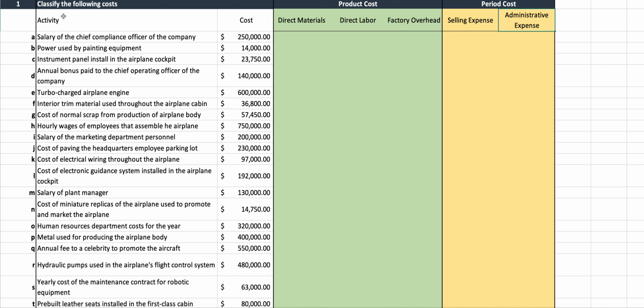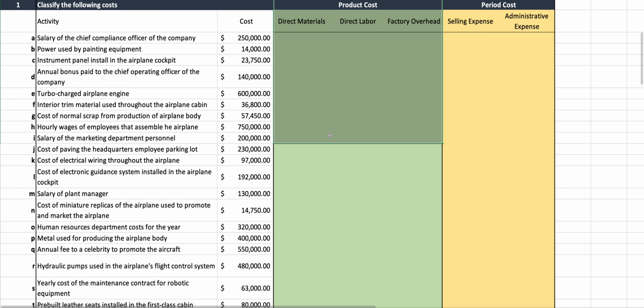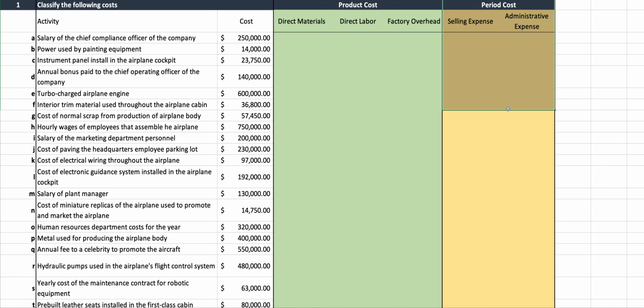In the table that you can see, you can tell that we have divided the table up into 3 sections. You have your activity first, and of course the cost associated with it. And then we have a section for product costs and period costs. Product costs are further subdivided into either direct materials, direct labor, or factory overhead.